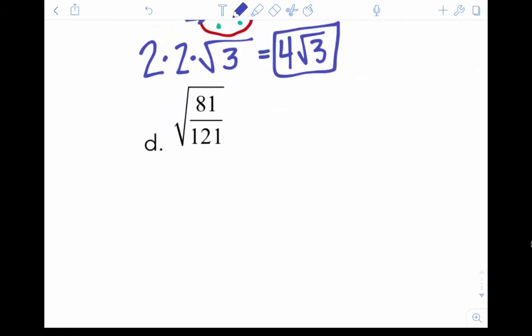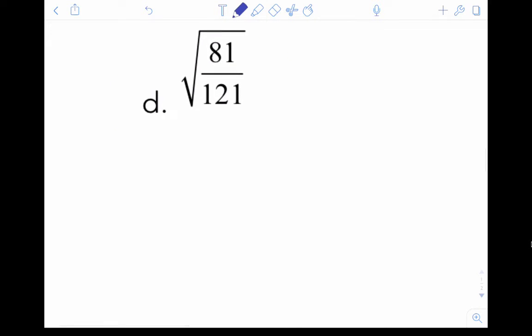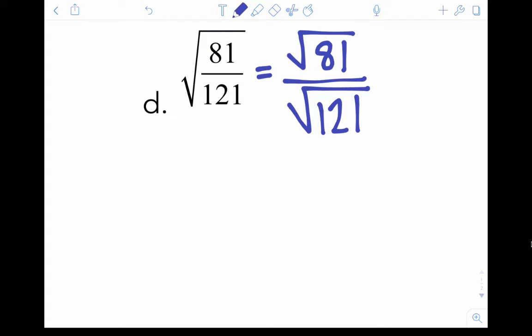Continuing on, I'm going to go down to D. D is a little different. There's a fraction here. There's a lot going on. Well, when there's a square root sign that goes over the whole fraction, that means that you take the square root of the numerator and you take the square root of the denominator. And now we're just going to take it one piece at a time.